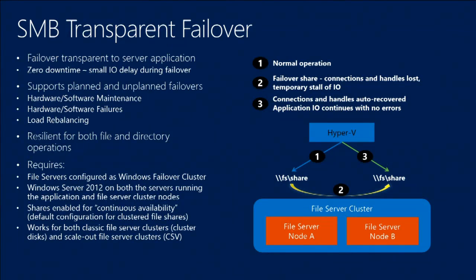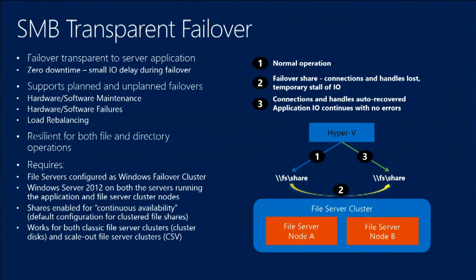What you can do is you can actually pull the power plug on one of the 2 nodes, which is handling a couple hundred VMs or something. And the Hyper-V host will automatically get redirected to the surviving node. From Hyper-V's perspective, it is a non-event. It is an I/O that takes a little bit too long, but there is no impact to your workload. That is the promise of SMB transparent failover.